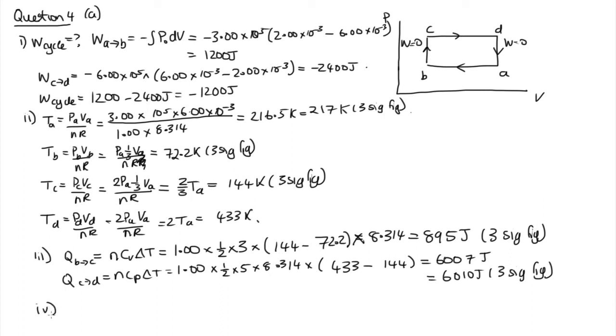And then part 4 says this is known as a heat engine. Its efficiency is the work out divided by the energy in, and only consider parts B to C to D for Q as above. What's the efficiency? So the efficiency is equal to the work out over the energy in.